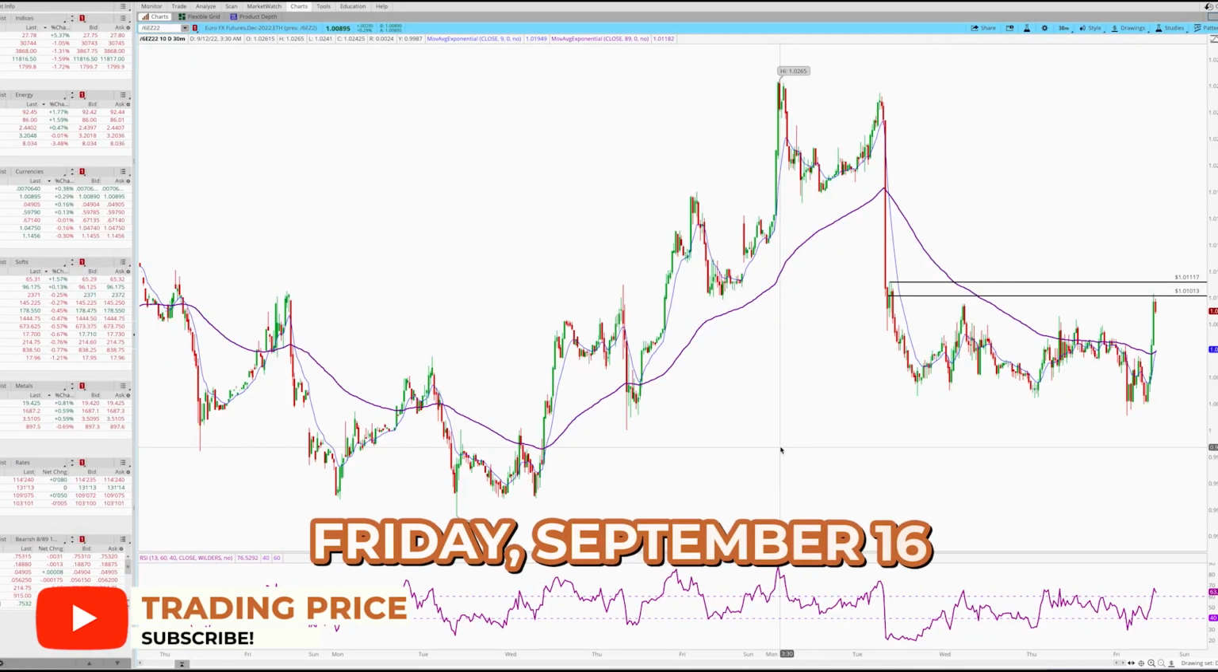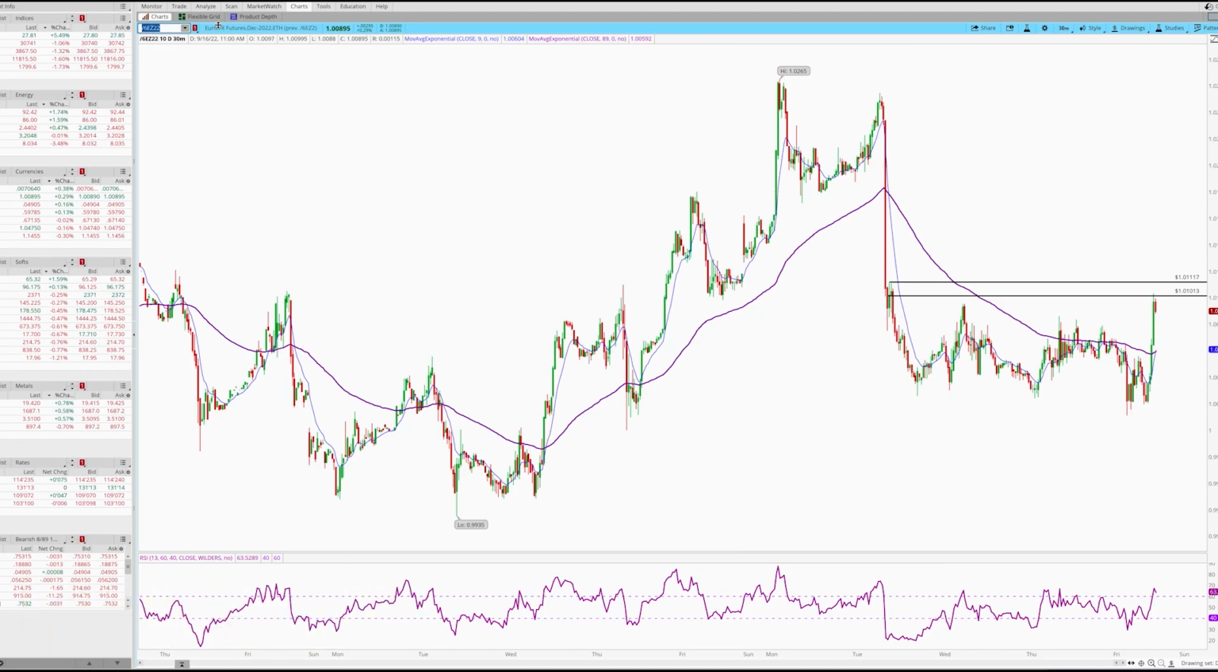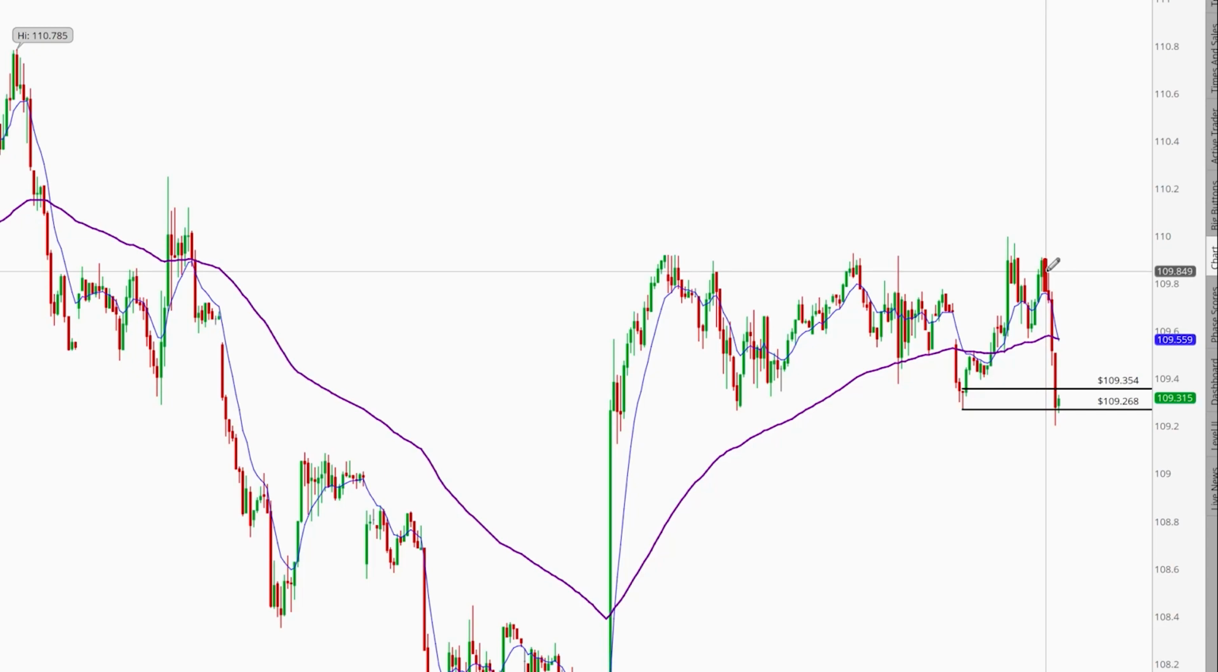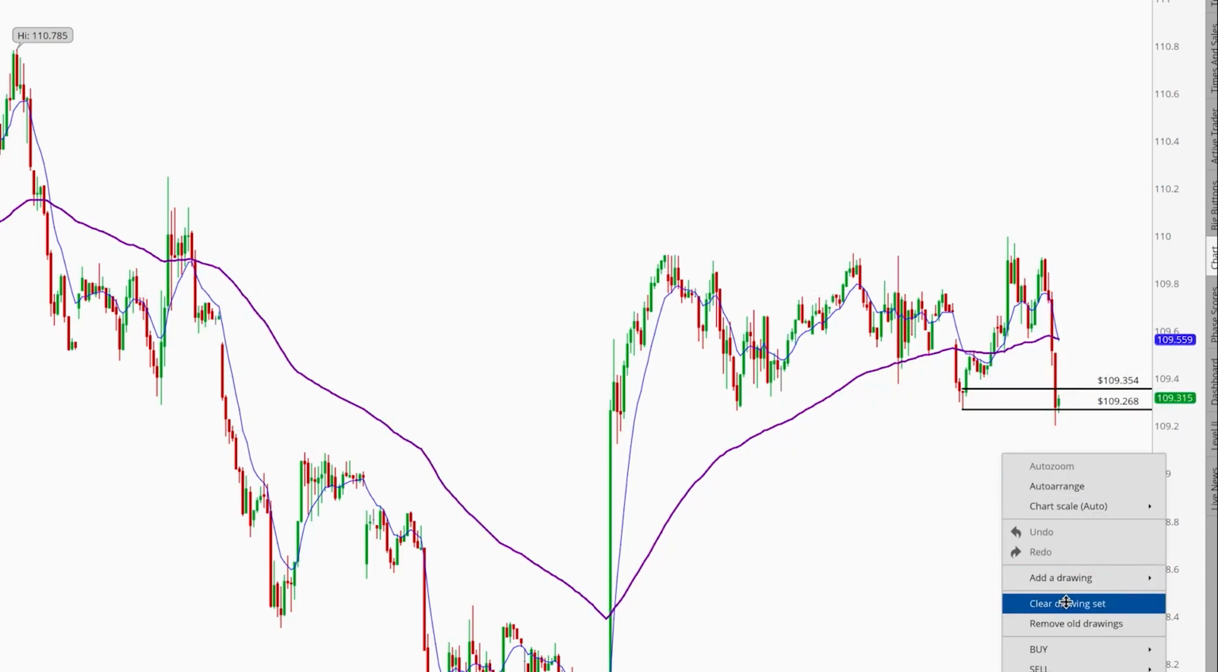Today is Friday, September 16th. It's about 11 in the morning. Got a lot of stuff going on this morning. And guys, one of the things that I want to take a look at here before I start is the dollar. You can see that the dollar, since 9 o'clock this morning, has had a really big sell-off in the last 2 hours or so.